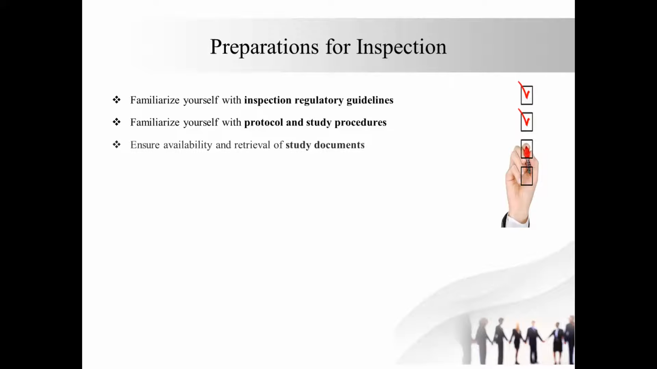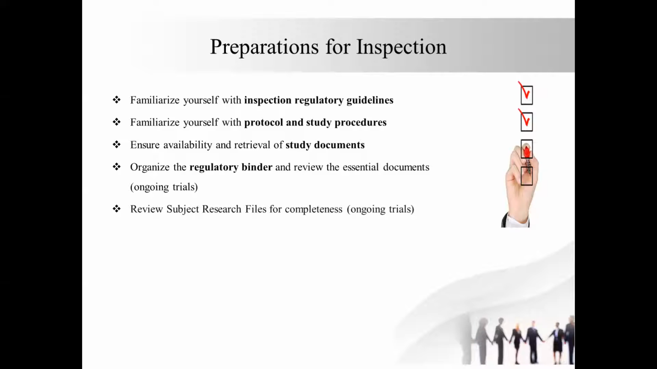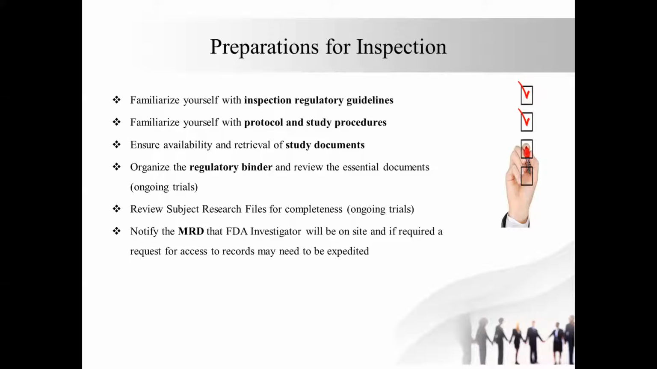We will have to familiarize ourselves with what happened in the study and make sure that all the study documents are in place, the regulatory binder is in place, and the subject research files are complete for all the ongoing trials. We will have to inform our medical records department that the FDA inspector will be on site and may be asking for records, and as and when he asks, the process should be expedited. And there should be a clear, good room with attached personal hygiene facilities where the inspector can be comfortably seated to have all the processes done.